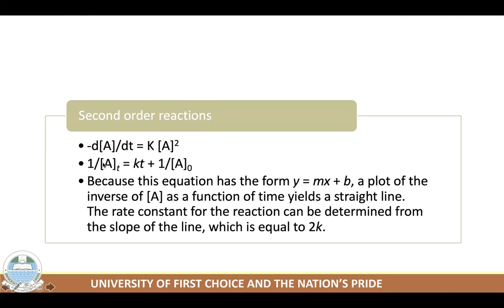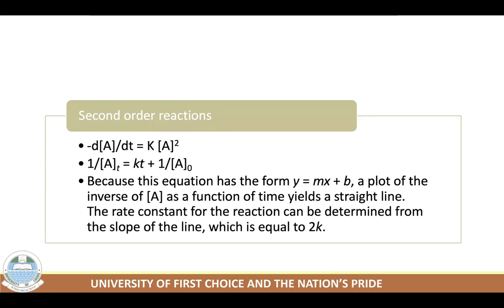On integrating this, you get 1 over the concentration of that drug at time t equal to kt plus 1 over the initial concentration of the drug at time equal to 0. Because this equation has a form similar to a straight line plot, if you plot the inverse of the concentration as a function of time, you get a straight line similar to the first order reaction.